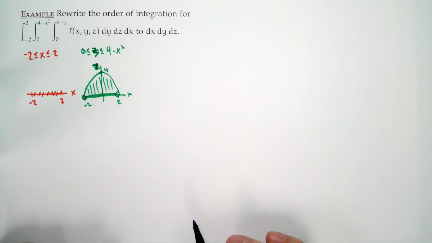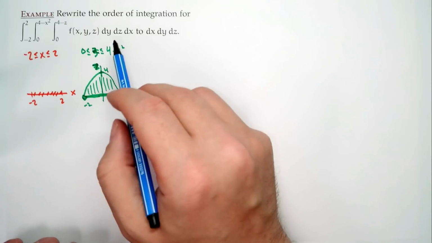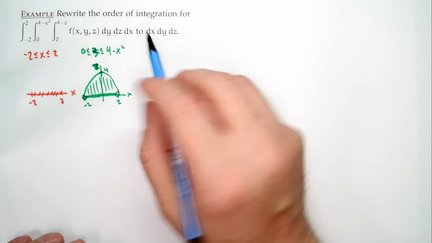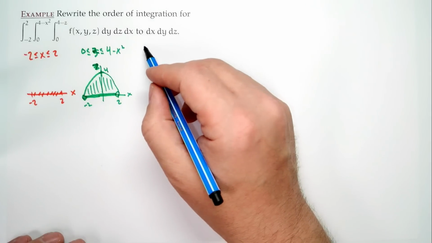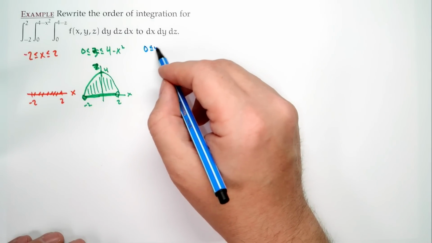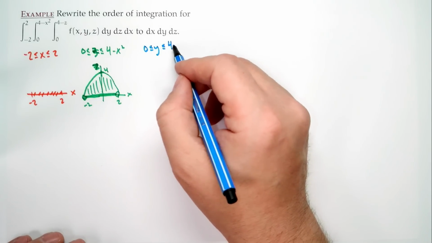So let's see. So the last layer is the y. Now I knew something was wrong because I said, oh, there's a z there. Oh, yep. So y, we go from 0 up to 4 minus z.